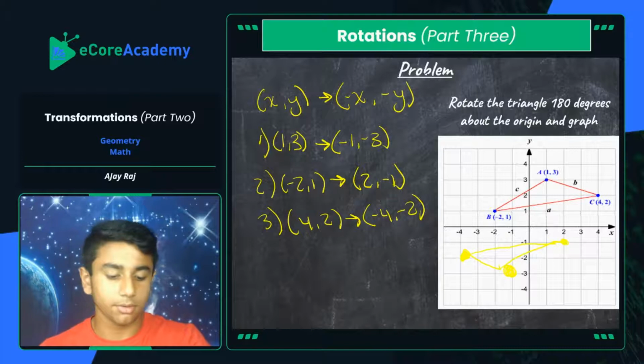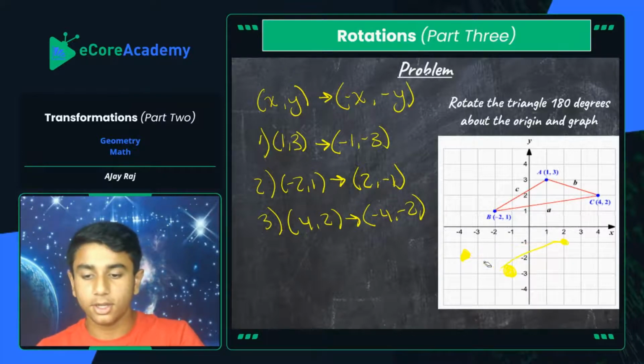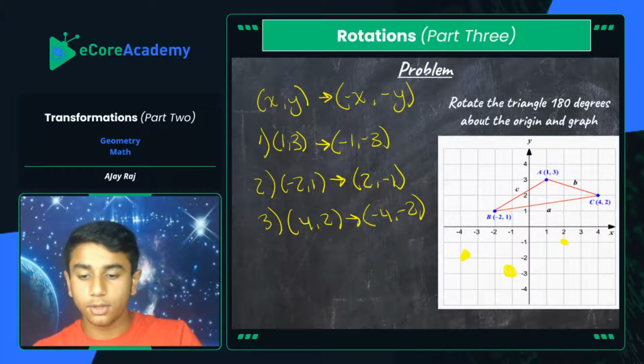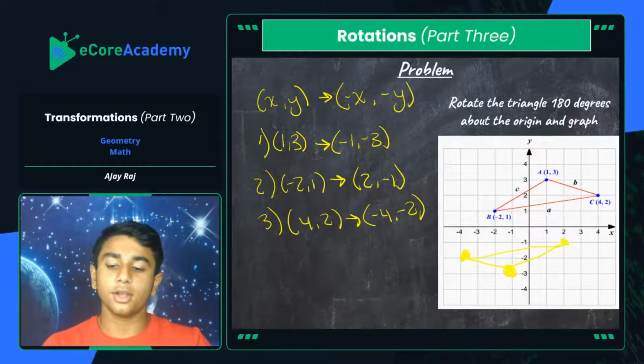I'm just going to erase that real quick. My line was really bad there. Sorry. If we draw that from here to here. All right. That's our new triangle transformation under a rotation about 180 degrees about the origin, and we just graphed it.